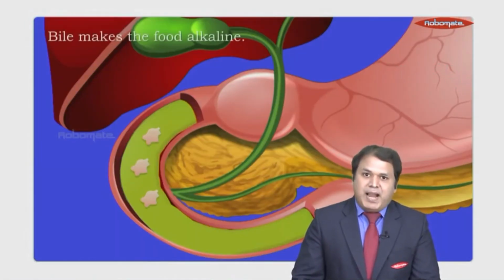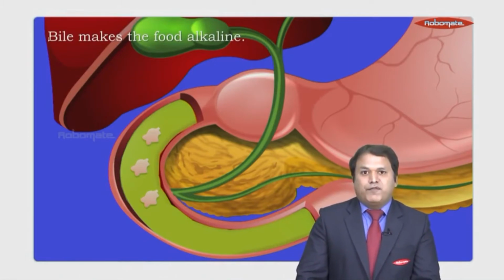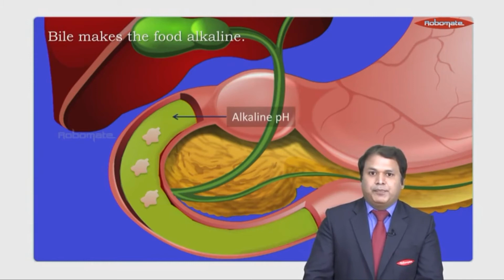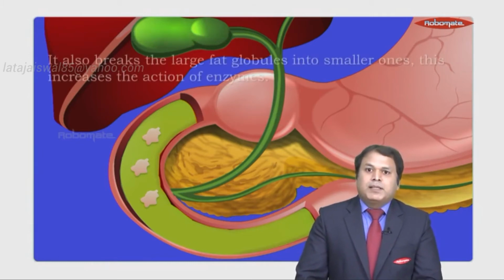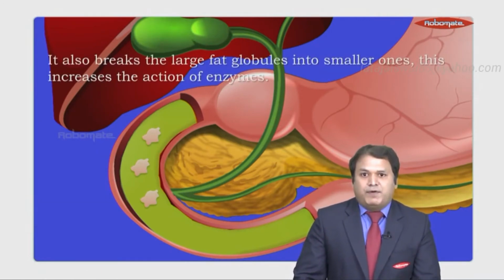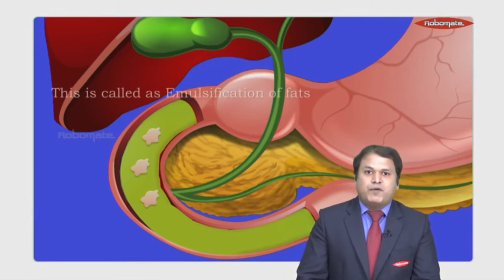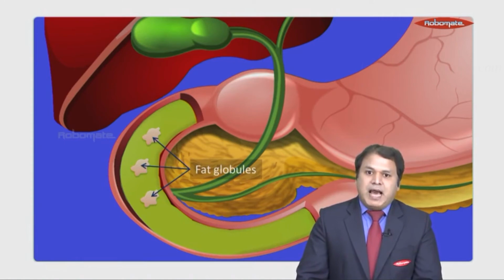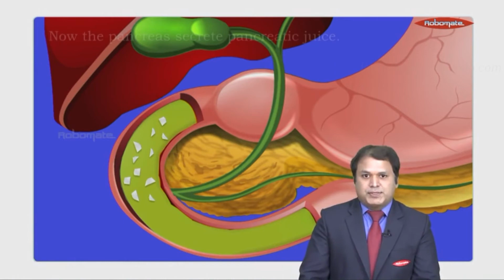Now the function of the bile juice is, the bile juice makes the food alkaline so that the food can be further digested. So it creates an alkaline pH. Not only that, the bile juice also breaks down the large fat globules into smaller ones so that this increases the action of enzymes. And this process of breaking down of fats into smaller globules is called emulsification of fats. So you can see the large fat globules broken down into smaller ones with the help of bile juice.